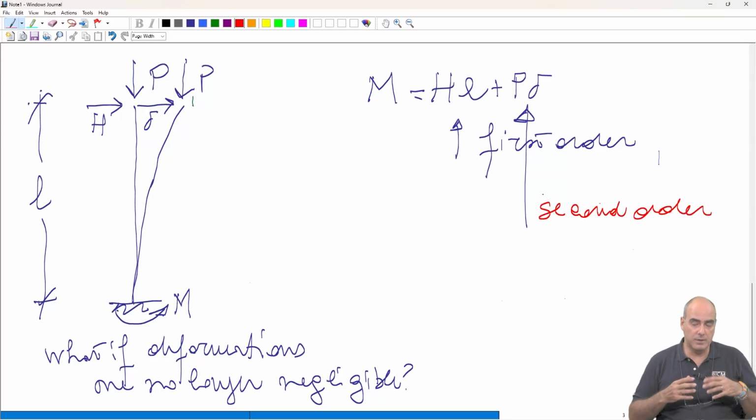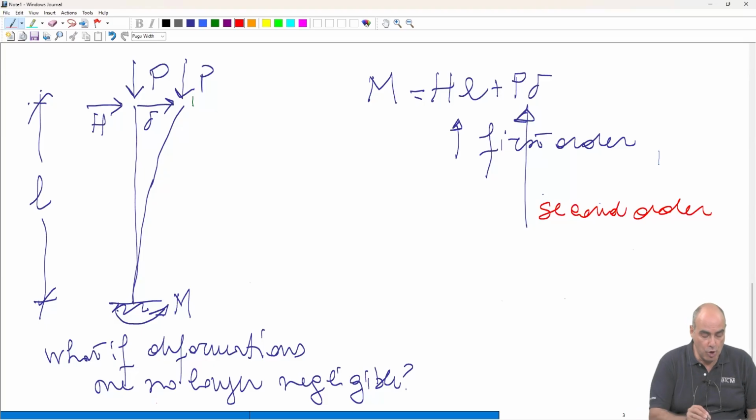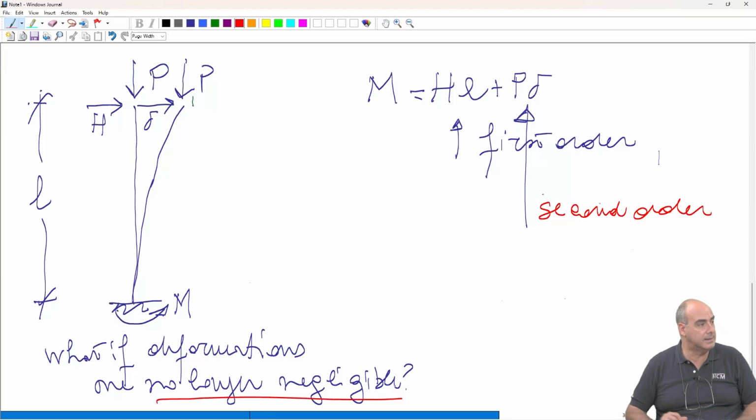Second order because, well, there is an analytical reason, but it appears only if you no longer neglect the deformations. If you neglect the deformation, that moment does not exist, because neglecting the deformation, what does it mean? It means assuming that delta is 0. And if delta is 0, that contribution disappears.